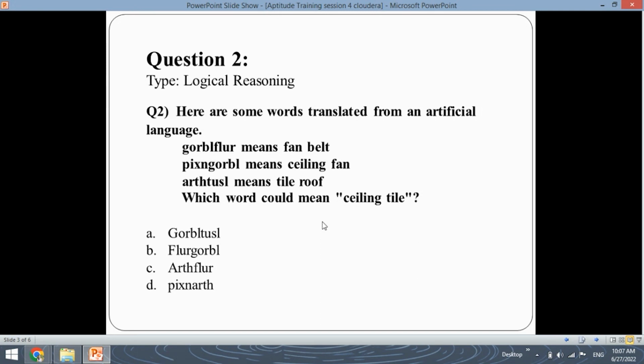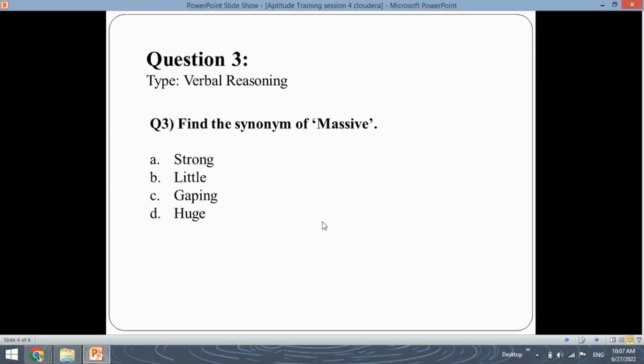So this was the logical reasoning question. Next we have the verbal reasoning question, that is the third question. So find the synonym of the word massive. So you have been given a word and you need to find out the synonym. Synonyms in English are the words that represent similar meaning. So from these four given words, you need to find out the word that gives us the similar meaning to the word massive.